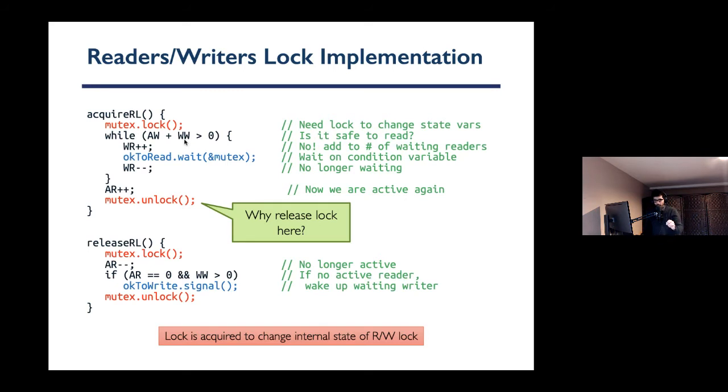So as you will see, I will actually analyze the code later. As you can see, this code gives priority to writers, and it could starve readers. We'll discuss the properties of this code later.